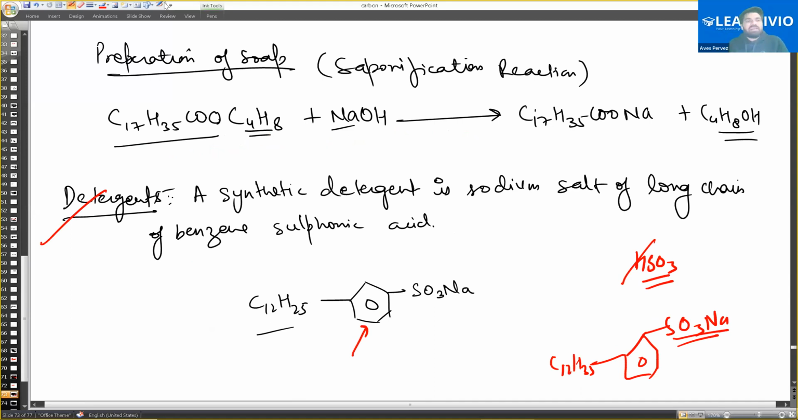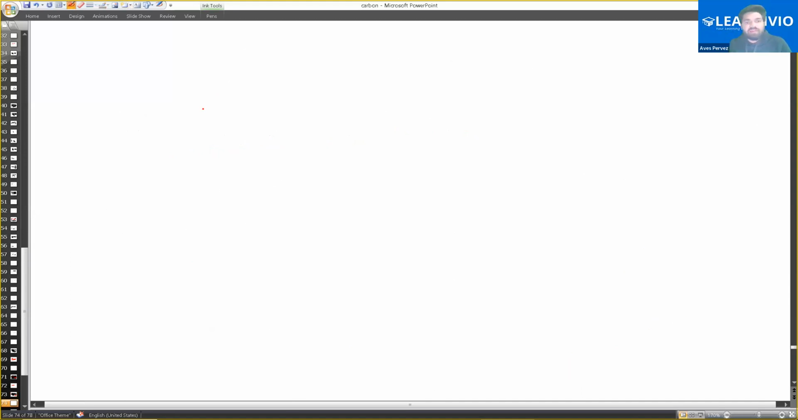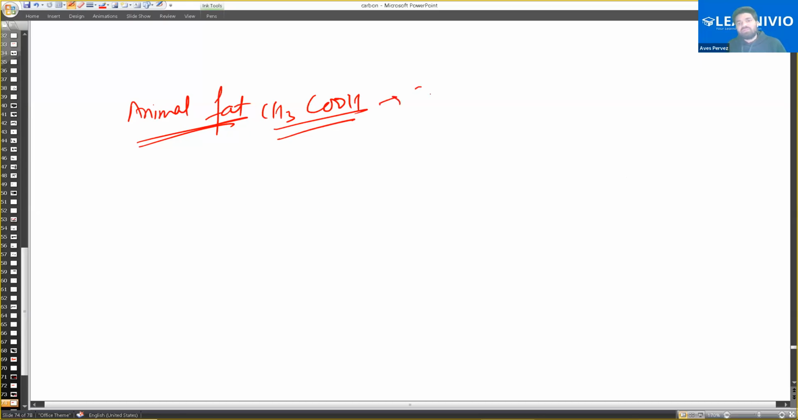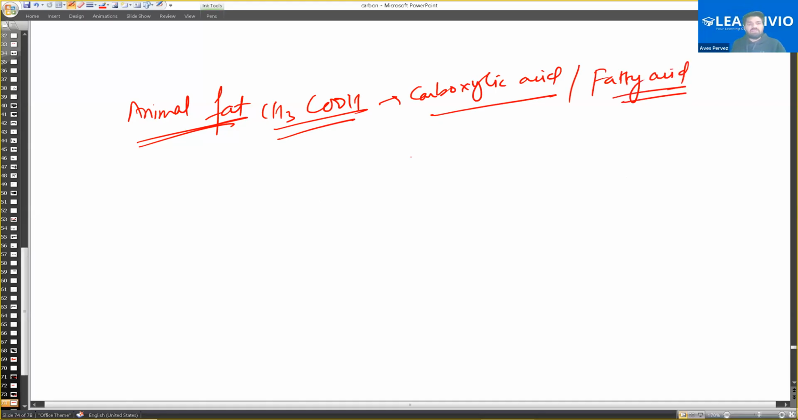Like the carboxylic acid is obtained from animal fat. Carboxylic acid is obtained from animal fat, but the benzene sulfonic acid is not. That's why carboxylic acid is also called fatty acid, because on digestion of fat, we get the carboxylic acid. So the fatty acid or carboxylic acid is obtained from animal fat.